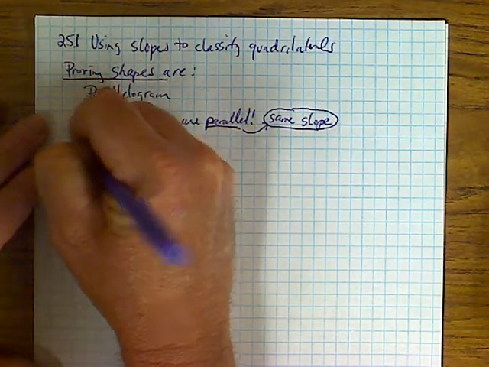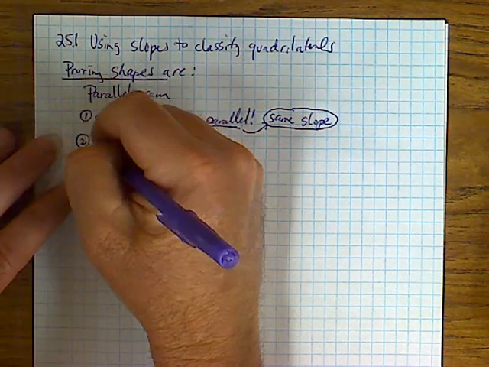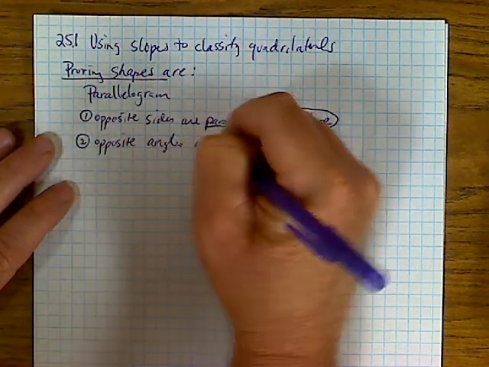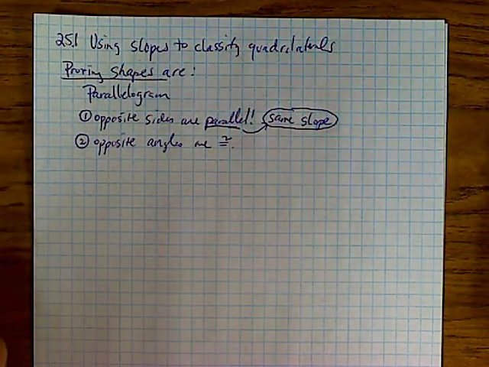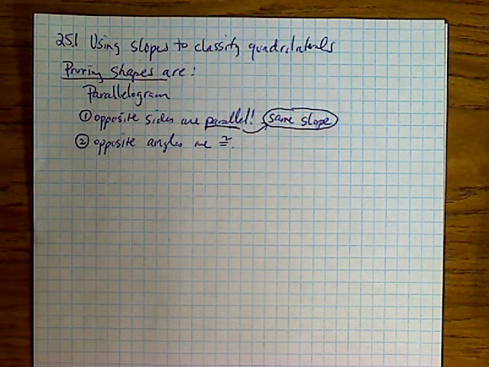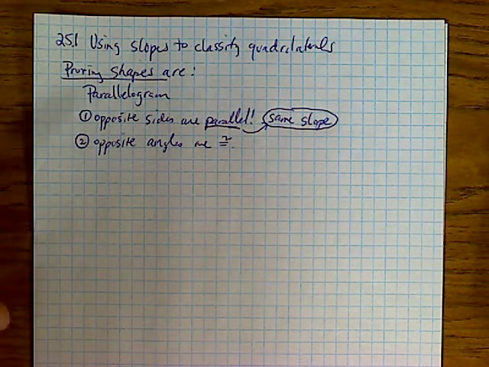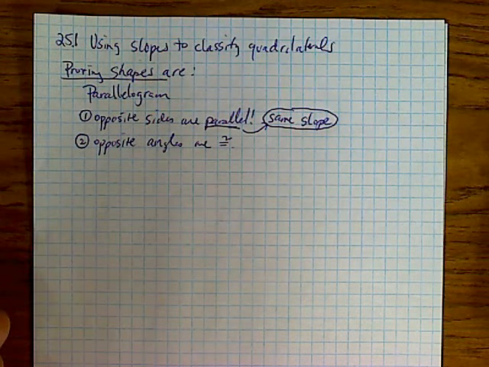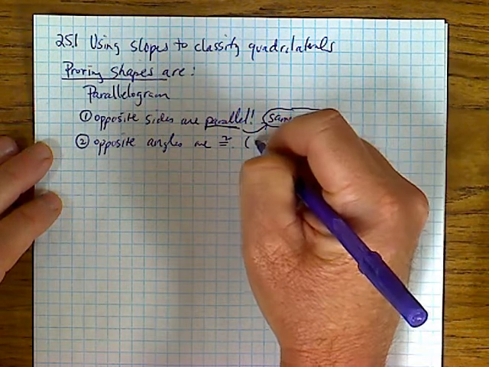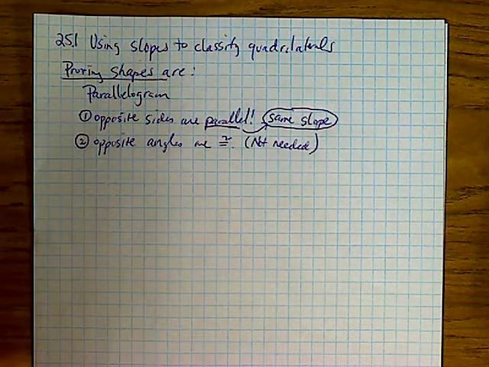Okay, second thing. How would I know that I have a parallelogram? Well, opposite angles are congruent. Okay? Now, I'm going to tell you right now, that is one that we're not going to have to do, because I can't really prove with what we're doing, you're going to see in a few minutes, that the opposite angles are congruent. So this is not going to be something that we do. So we're going to say not needed. There's no method needed for that.